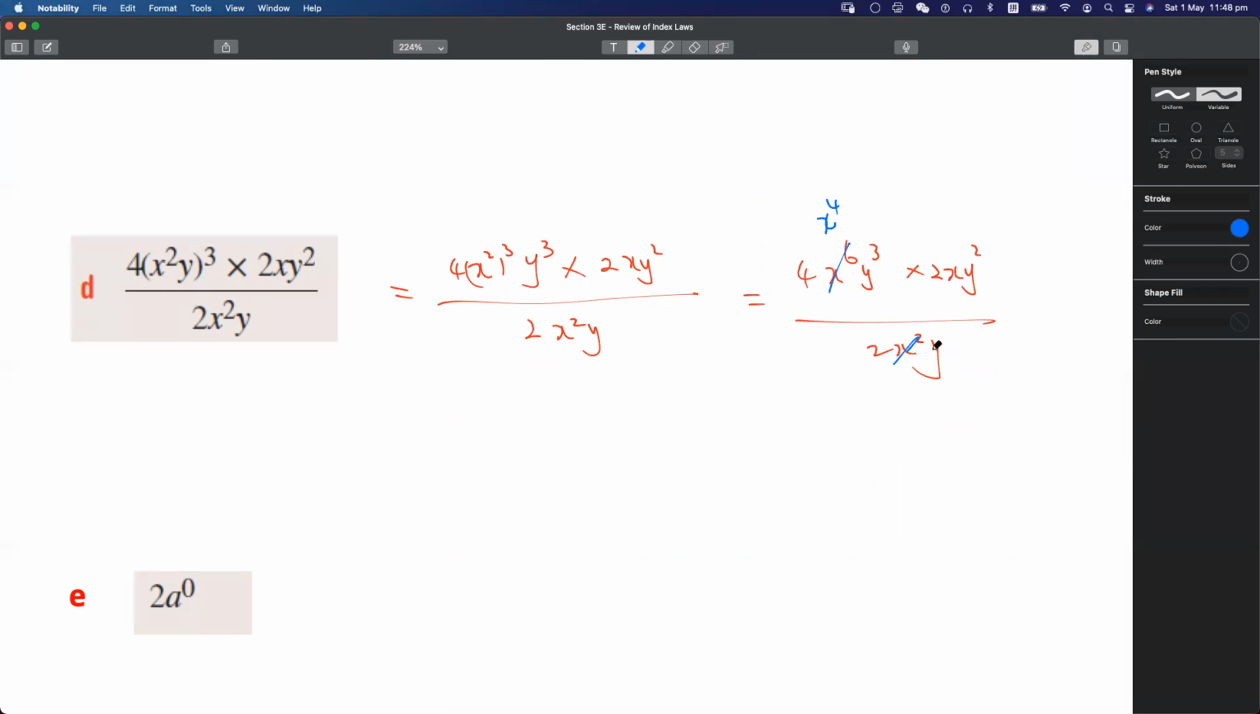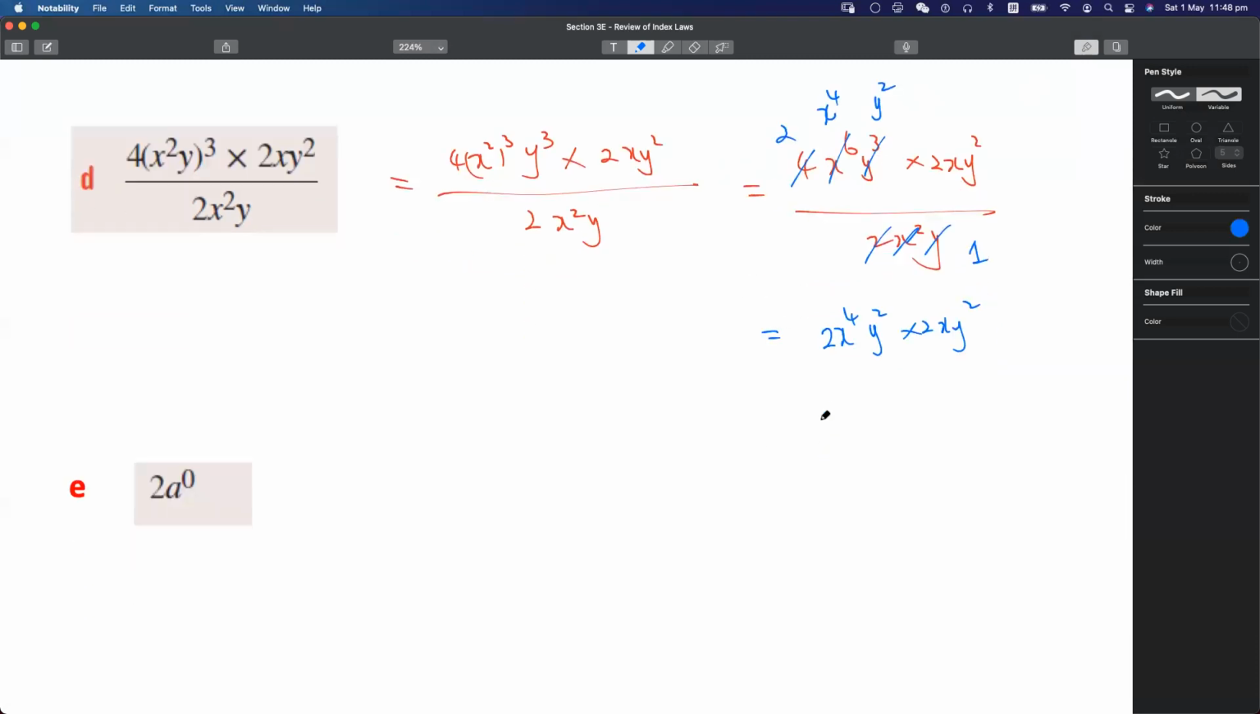Take a look at the y. That's y cubed, and that's 1 y. So we can simplify as y squared because 3 minus 1 is 2. And here 6 minus 2 is 4. Okay, and this 2 and 4 can be simplified because 4 divided by 2 is 2. So your final answer is going to be 2x to the power of 4 y squared times 2xy squared. And on the bottom that just becomes 1. Everything has been canceled out.